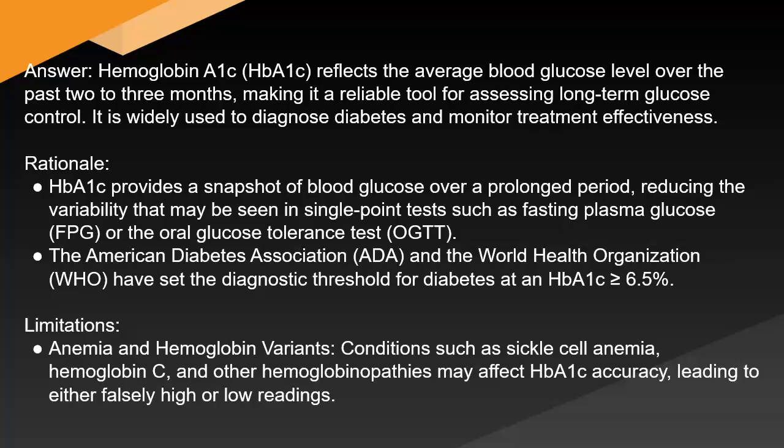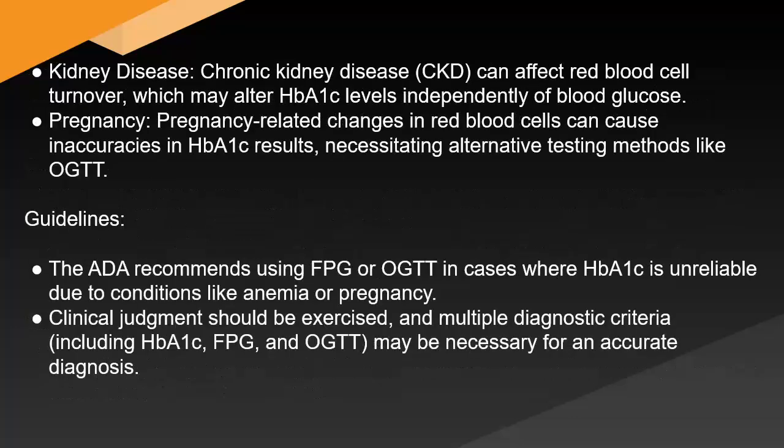Conditions such as sickle cell anemia, hemoglobin C, and other hemoglobinopathies may affect HbA1c accuracy, leading to either falsely high or low readings. Kidney disease: chronic kidney disease (CKD) can affect red blood cell turnover, which may alter HbA1c levels independently of blood glucose. Pregnancy: pregnancy-related changes in red blood cells can cause inaccuracies in HbA1c results, necessitating alternative testing methods like OGTT.